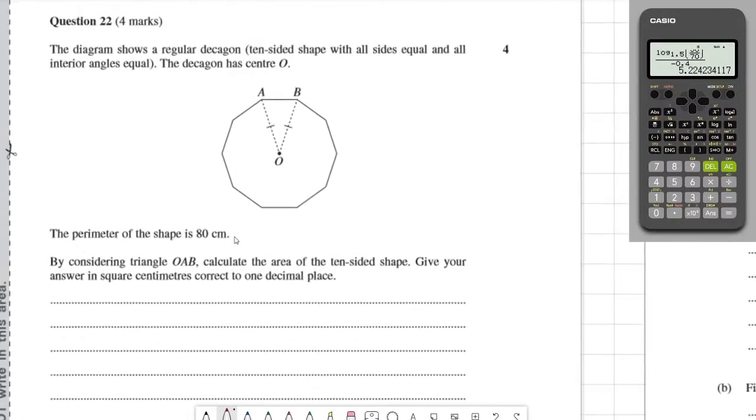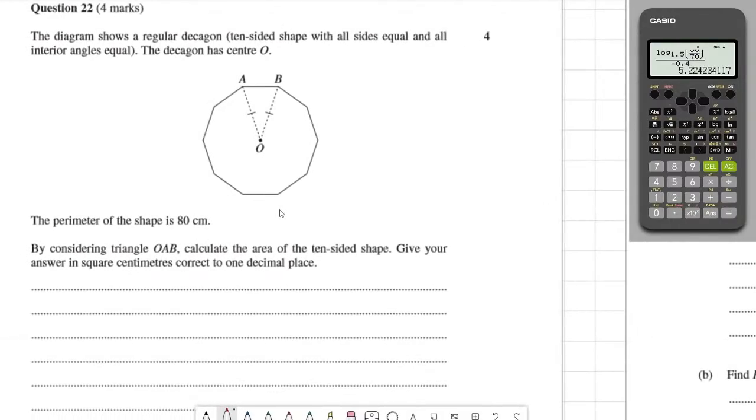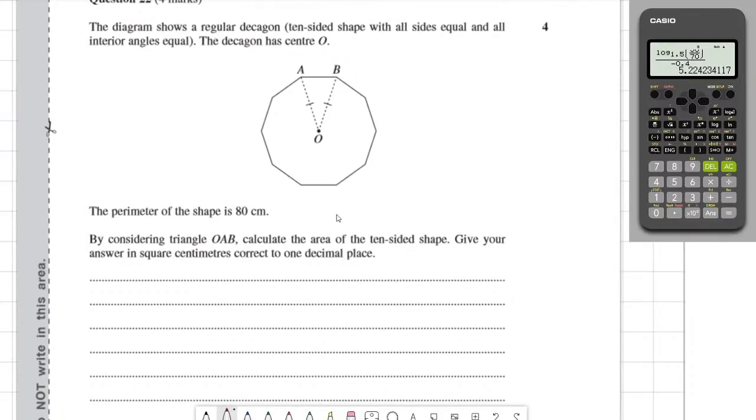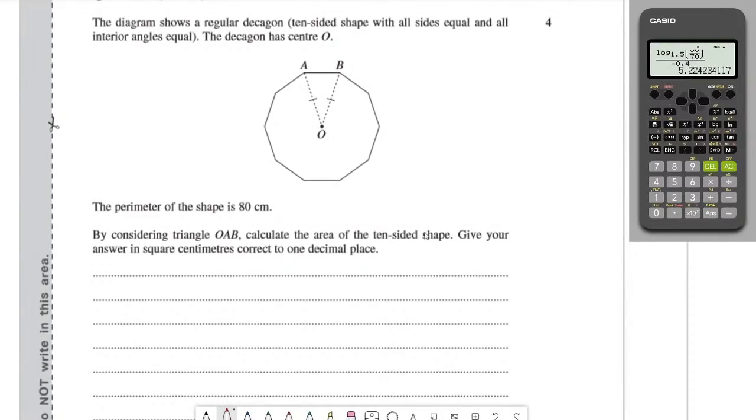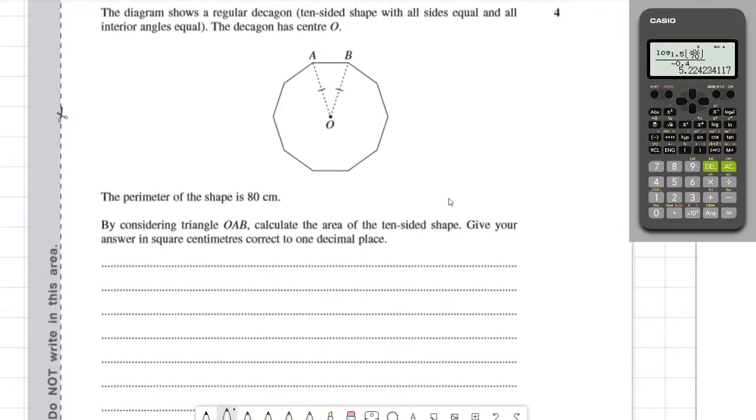Okay. Well, the diagram shows a regular decagon, a 10-sided shape with all sides equal and all interior angles equal. The decagon has a centre O. The perimeter of the shape is 80. 1, 2, 3, 4, 5, 6, 7, 8, 9, 10. So AB equals 8 centimeters. That's very convenient. I'm going to start off writing that. All right, 80 divided by 10 is equal to 8 centimeters.